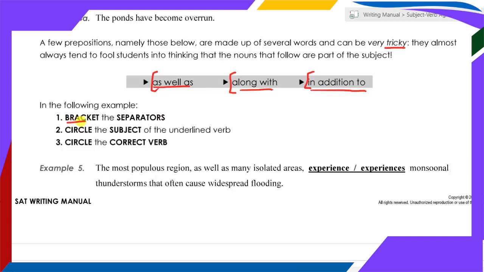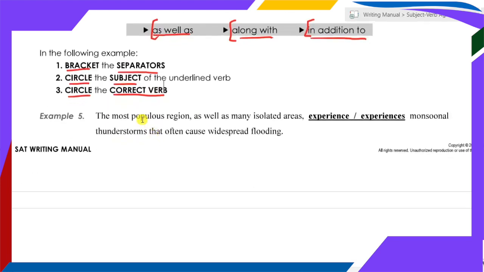So in the following example 5, we are doing 3 things: bracketing separator, circling subject, circling verb. Example 5, go ahead and do it on your own. In example 5, we have the most populous region as well as many isolated areas, blank monsoonal thunderstorms that often cause widespread flooding. So again, remember what we said, as well as is a preposition.